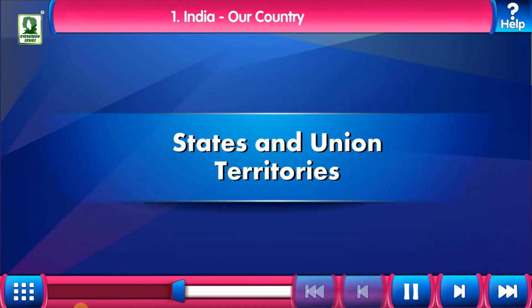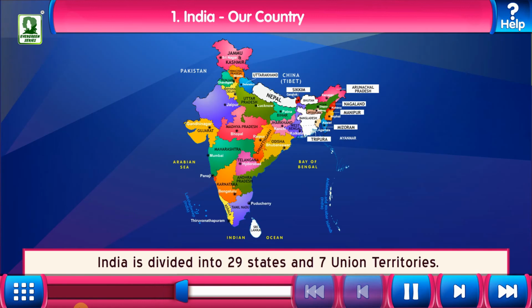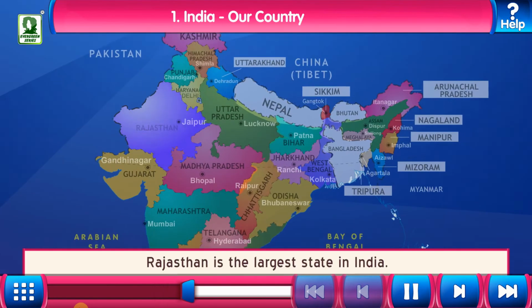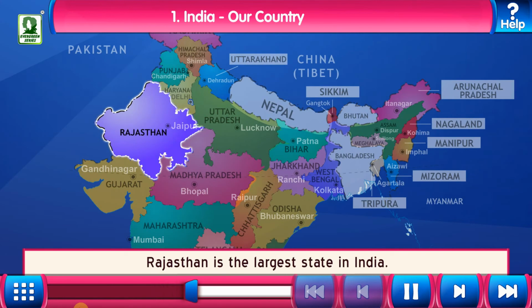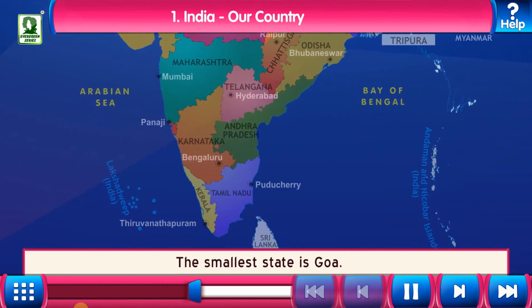States and Union Territories. India is divided into 29 states and 7 union territories. Rajasthan is the largest state in India. The smallest state is Goa.